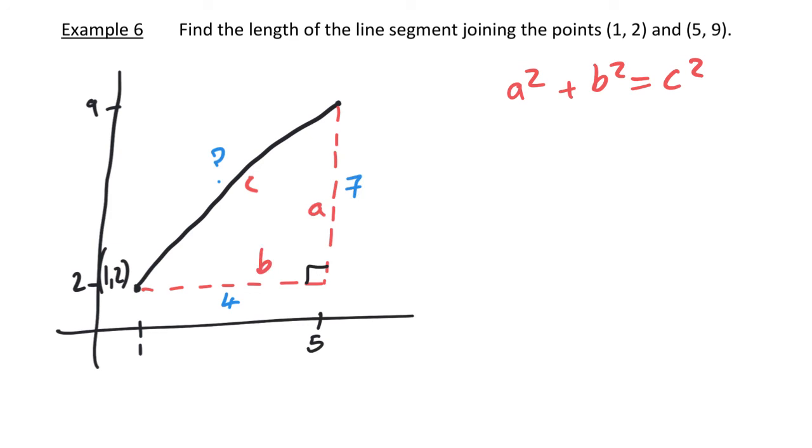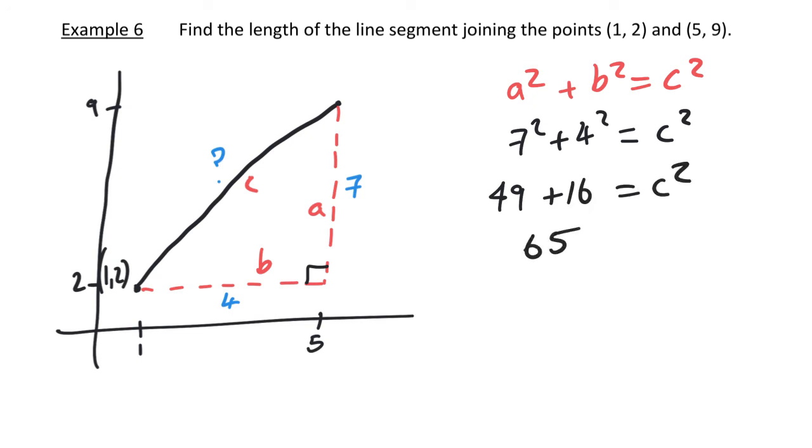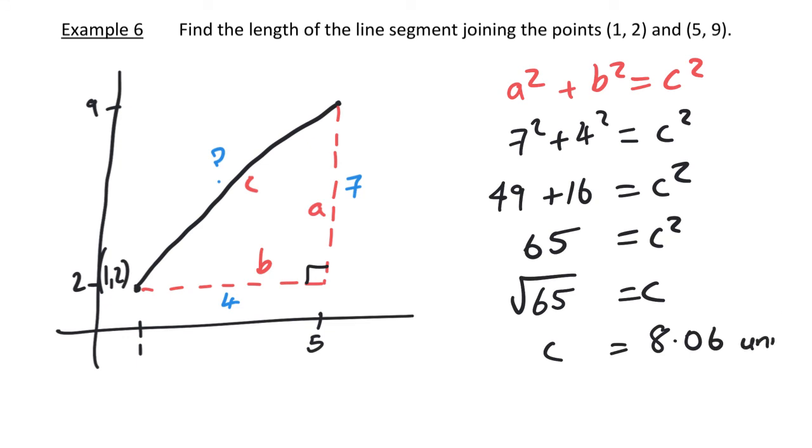So we can fill those in to get 7 squared plus 4 squared equals c squared. 49 plus 16 is c squared. 65 then is c squared, so adding 49 and 16. And then the square root of 65 is c. So c works out to be 8.06 units. And we're not sure if it's centimetres or metres or whatever, so we can just leave the generic units. And that's to 2 decimal places.